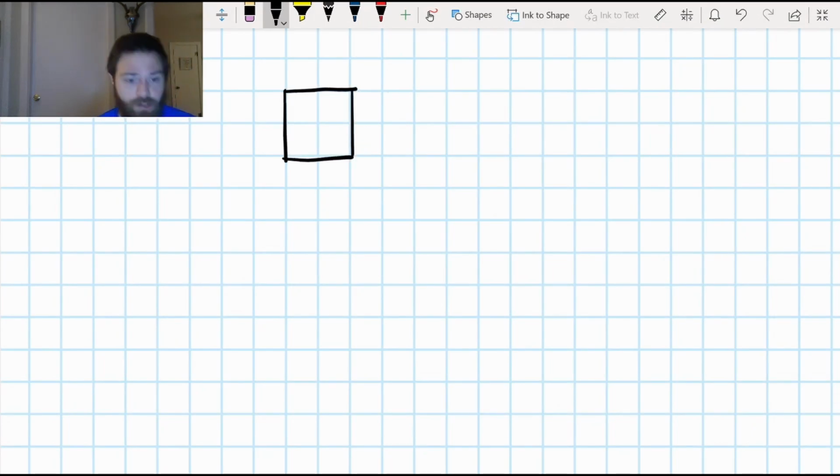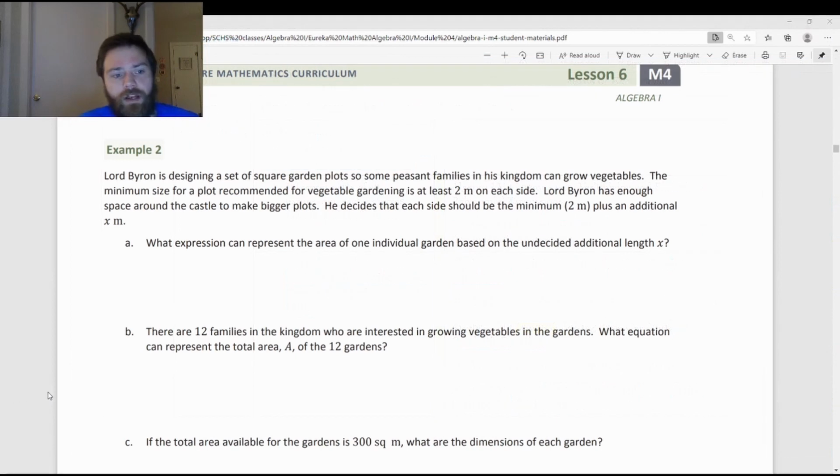So at least 2 meters on each side. Lord Brian has enough space around the castle to make bigger lots. So he decides that each side should be the minimum 2 meters plus an additional X meter. And it says, what expression can represent the area of one individual garden based on the undecided additional length X? So pause the video, and then we're going to go over it.